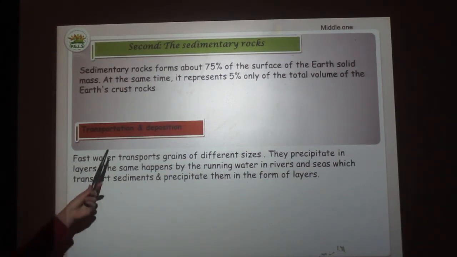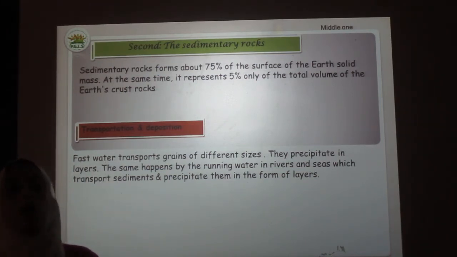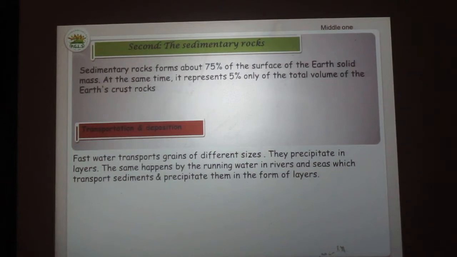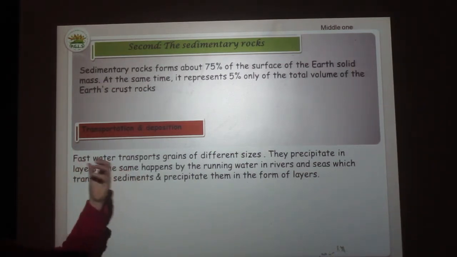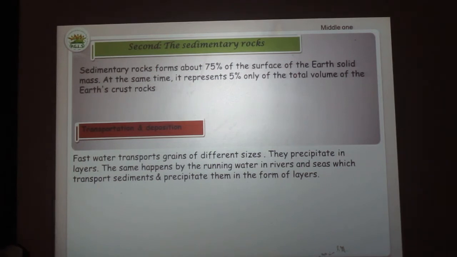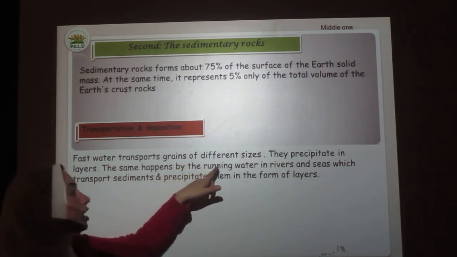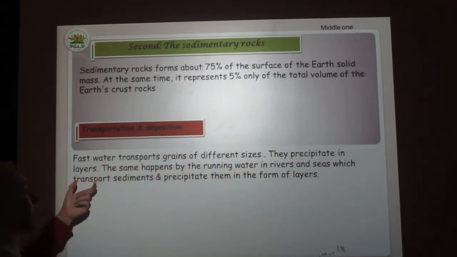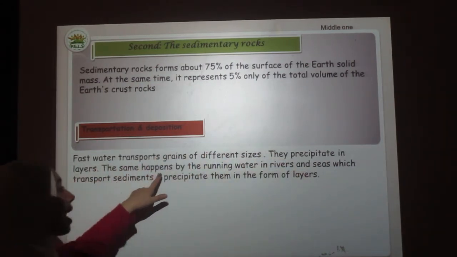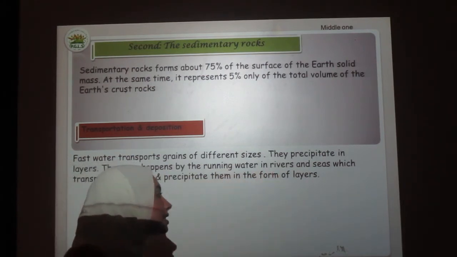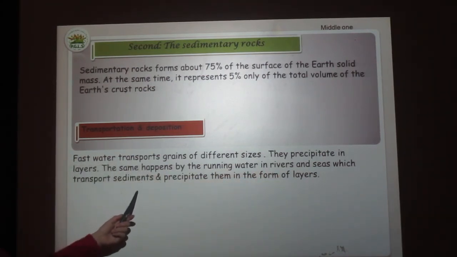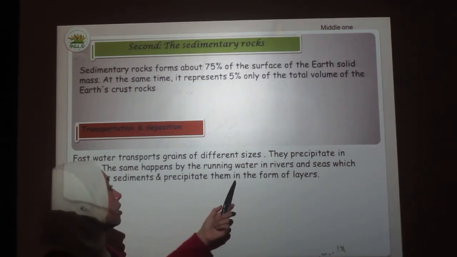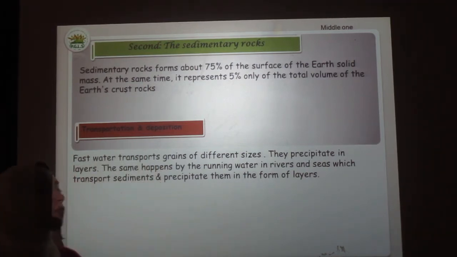Okay, transportation and deposition. How did it form? It formed from fast water transport. Concentrate with me. Fast water. The fast water transports grains of different sizes, and they precipitate in layers. The same happens by running water in rivers and seas, which transport sediments and precipitate them in the form of layers.